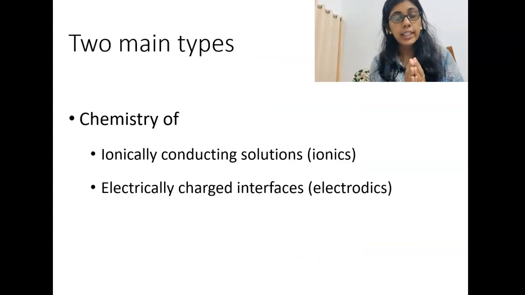Electrochemistry can be mainly classified into two. That is, the chemistry of ionically conducting solutions that are termed as ionics, and chemistry of electrically charged interfaces that is termed as electronics. So in ionics we will be considering a bulk phenomena, that is how conductance is occurring, how conductance is varying. So conductance kind of things are studied in ionics.